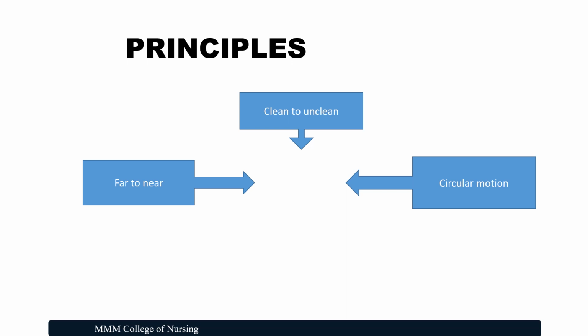What are the principles of breast care? There are three main principles. First one is clean to unclean. Second one is far to near, and third one is circular motion. These are the three main important principles for breast care.